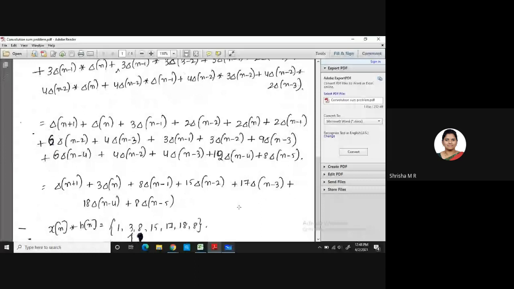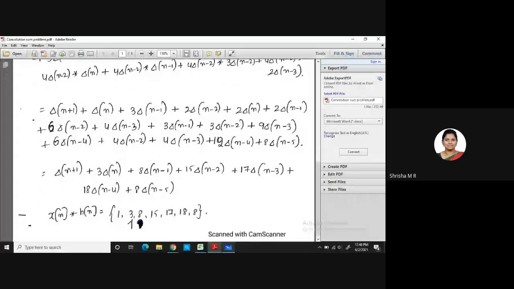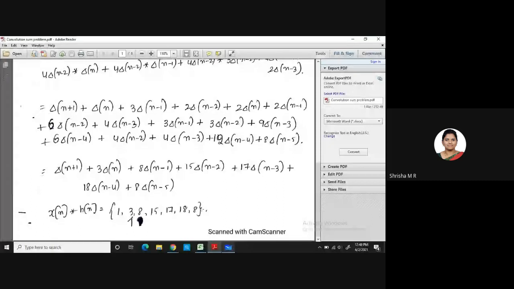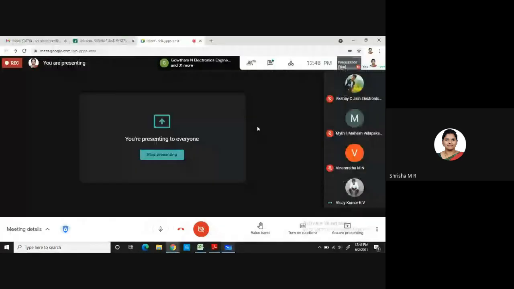So you have got it in the terms of delta n plus 1, delta n minus 1, n minus 2, n minus 3, n minus 4, n minus 5. So you write 1. What is amplitude here? 1. This is 3. So delta n means it is present only at n is equal to 0. So this would be your origin. Okay. Then 8, 15, 17, 18 and 8. Okay. So this is your convolution using that property. Got it, everyone? You can check them, verify using that simple method also. Got it?